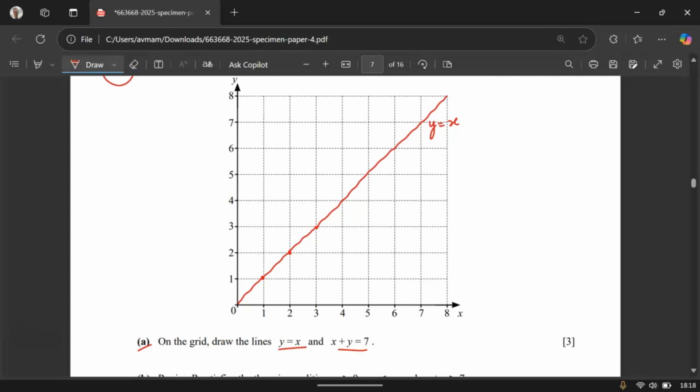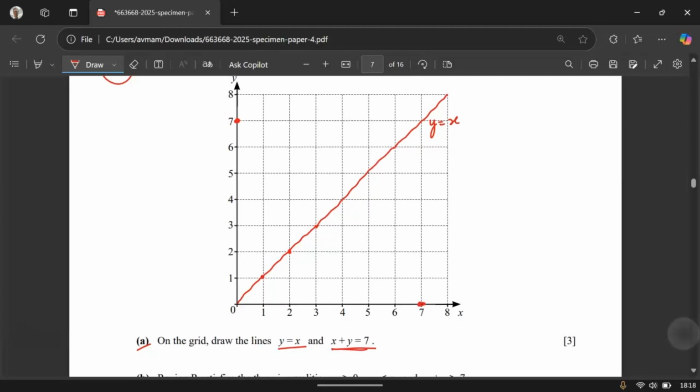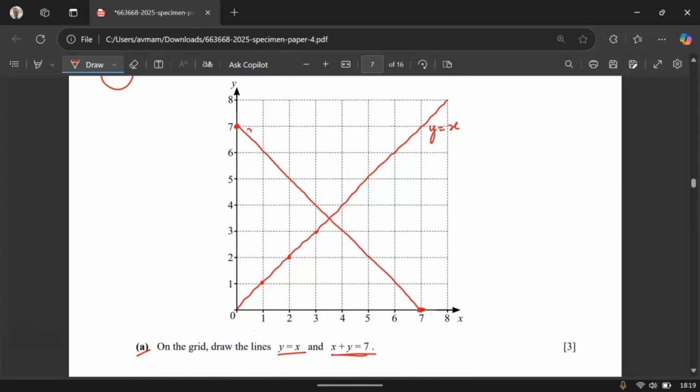Okay, for the second one, x plus y equal to 7. So when x is 0, y has to be 7. Then only it satisfies this equation. And then if you look down, when x is 7, y equal to 0. And then all you need to do is connect these points. All right. X plus y equal to 7.